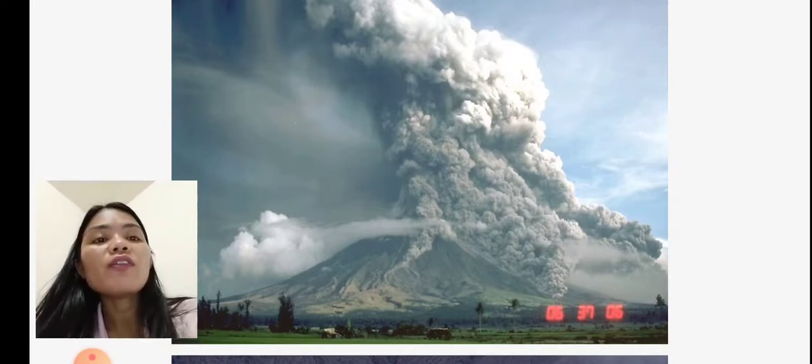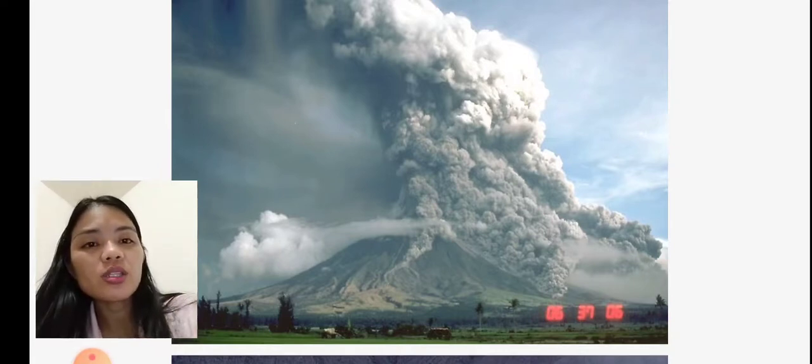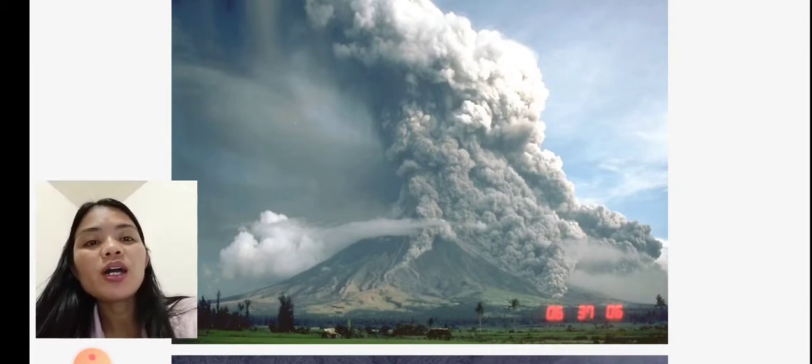What about the effect of volcanic eruption in the biosphere? So, yun yung aking iiwanan sa inyo. Give me the answer in the chat box. Okay? What will be the effect of volcanic eruption in the biosphere?